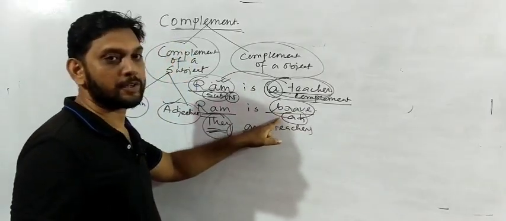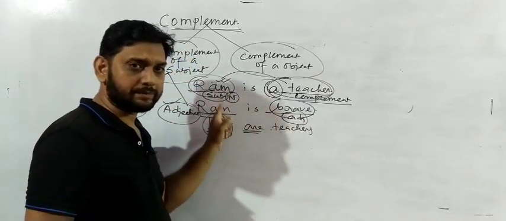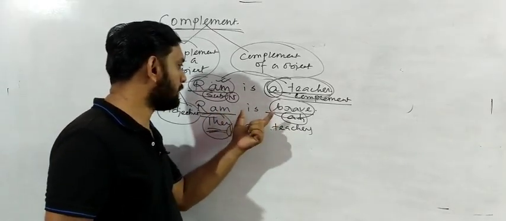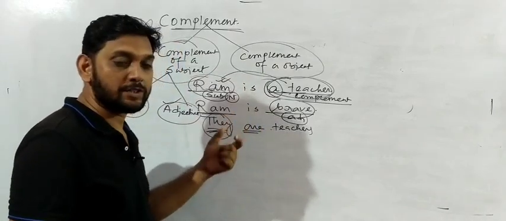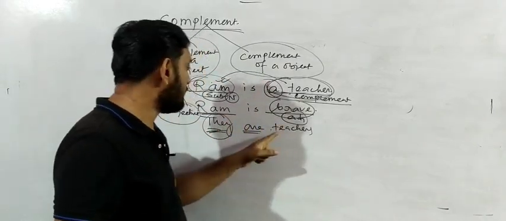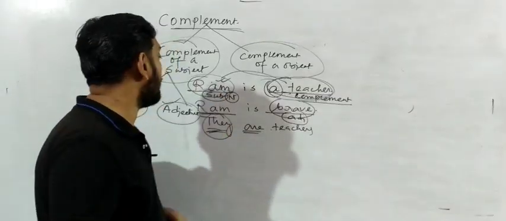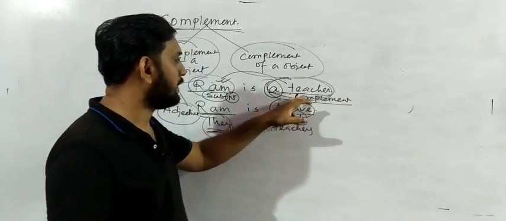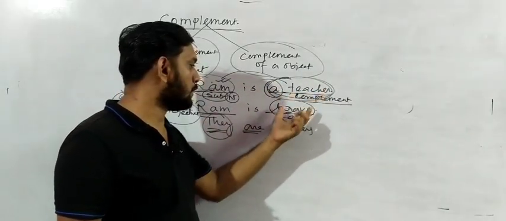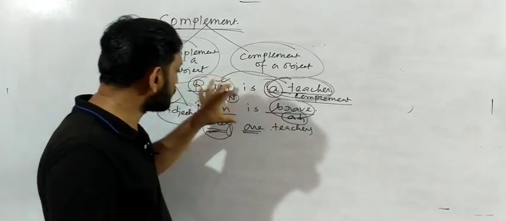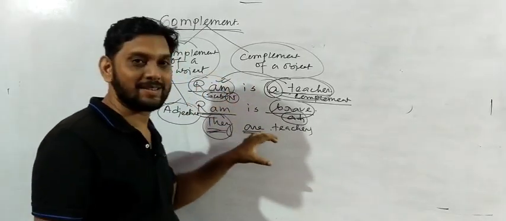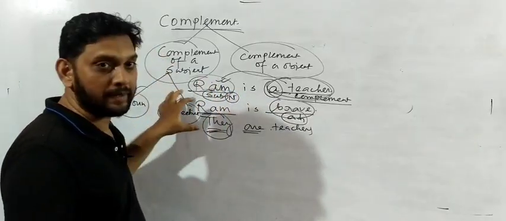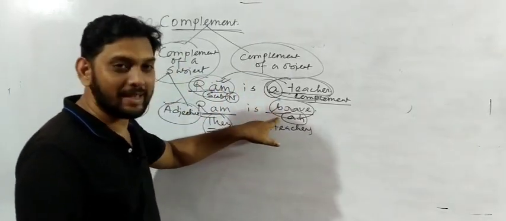And it is called the subject complement because, who is brave? Yes, Ram is brave. That means what is the state of Ram? Ram is brave. And second, Ram is a teacher. Here you can see that teacher is a noun, yes or no? But brave is an adjective over here. And both of these sentences refer to the subject complement.